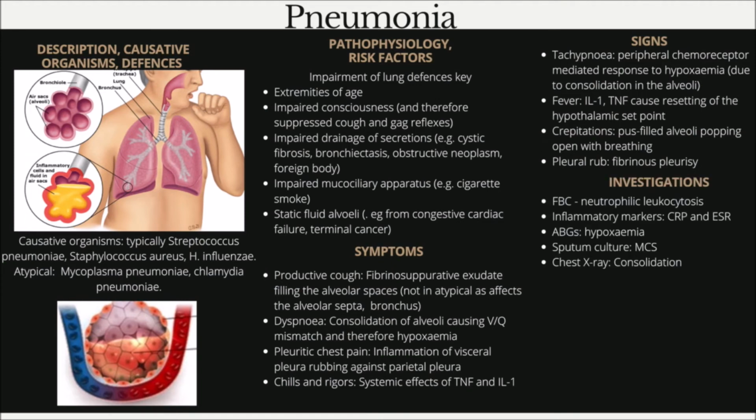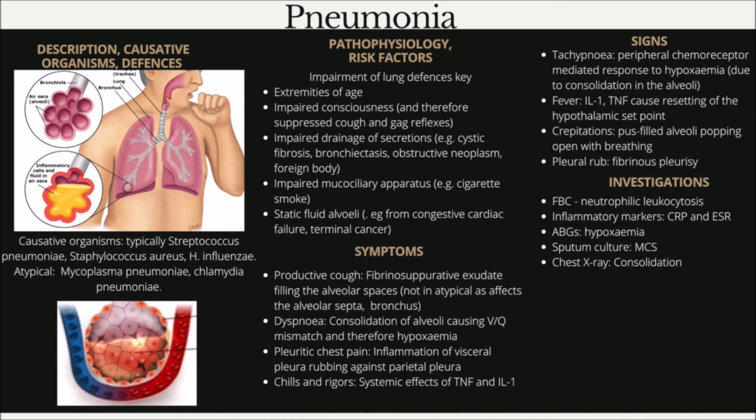Investigations, as usual, would start with bloods, looking for neutrophilic leukocytosis, and also, as usual, check for inflammatory markers such as CRP, and you can also do ESR. ABGs would reveal the discussed hypoxemia. If there's sputum, it should be stained, cultured, and tested for antibiotic sensitivities, because this will tell you which antibiotics will be effective in treating your specific infection. Imaging will include a chest X-ray that reveals consolidation with air bronchograms.